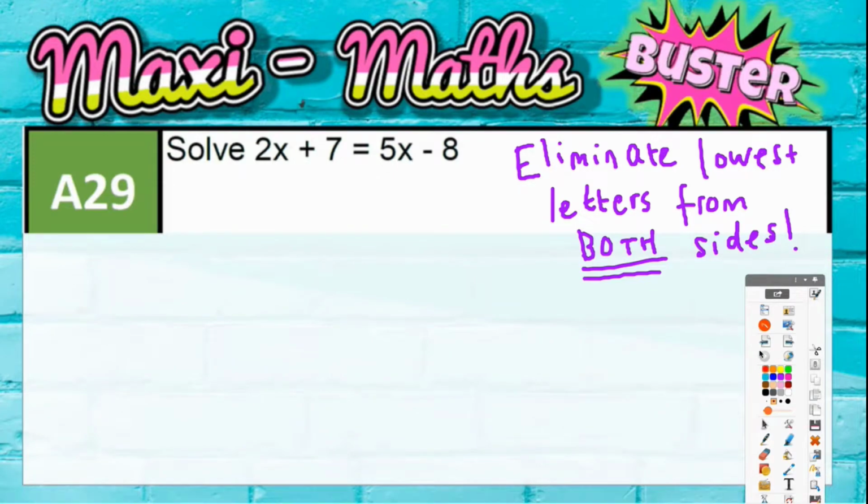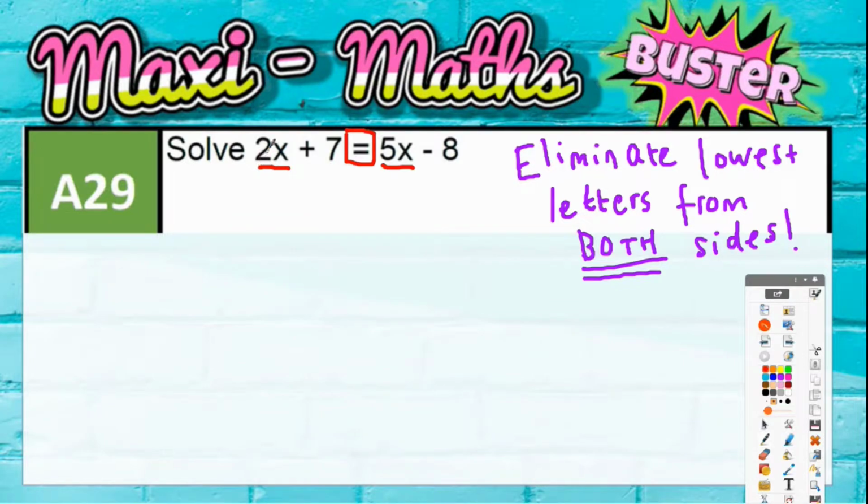Question 29. We've got to solve this equation. Now, this is an equation with letters on both sides of the equal sign, if you imagine the equal sign being in the middle. So we've got 2x on the left, we've got 5x on the right. We don't want to have letters on both sides of the equal sign. So the first thing we're going to do is eliminate the lowest number of letters. So the lowest number of letters is 2x. And we want to get rid of it, because we only really want letters on one side of the equal sign.